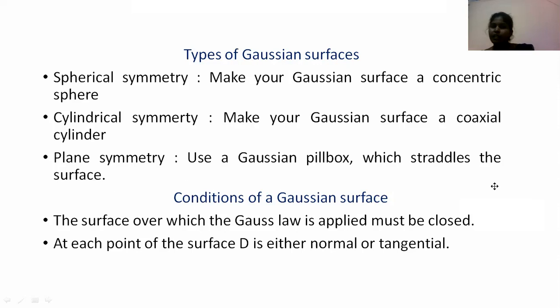So that is perpendicular to the band. At each point of this Gaussian surface, the E or D should either be normal or tangential. These are some of the conditions which I know, and the types are these. So that's about the Gaussian surfaces.